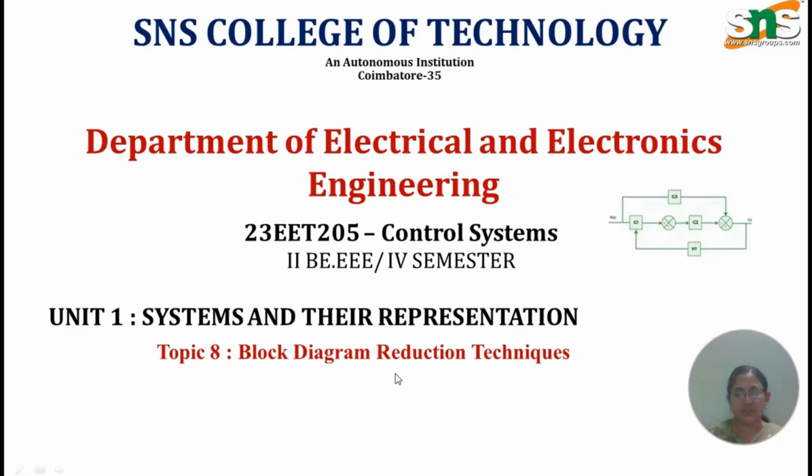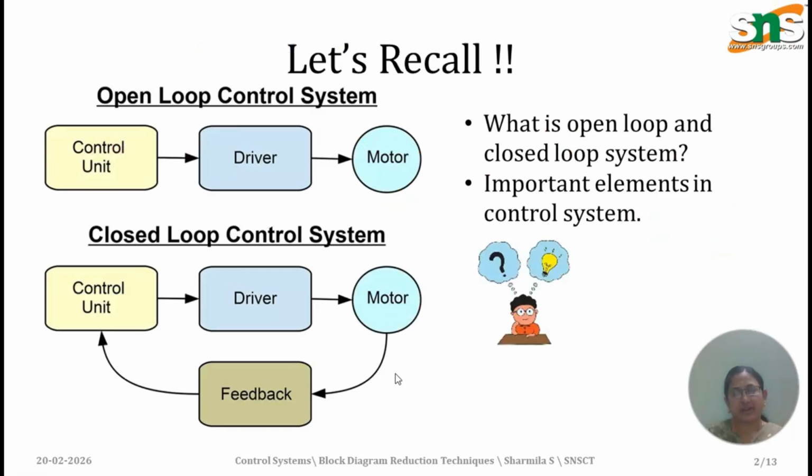So let's recall the last class topic before entering into the block diagram reduction. We know what open loop control systems and closed loop control systems are. In open loop control systems, the output does not affect the input of the system. But in closed loop control systems, a feedback element is available, so the output influences the input through the feedback element. So we can get the correct output with reduced error in closed loop control systems.